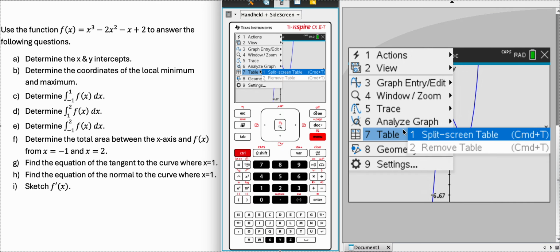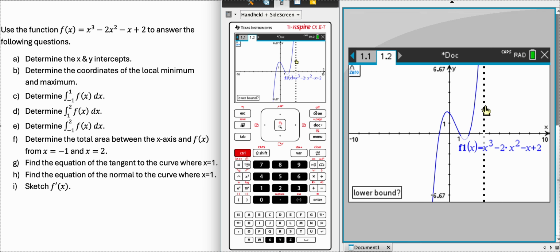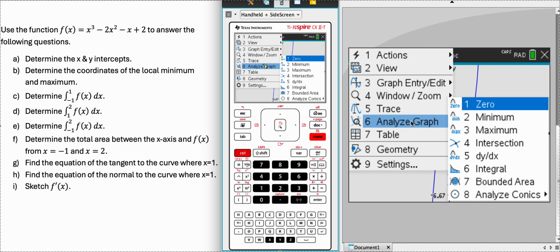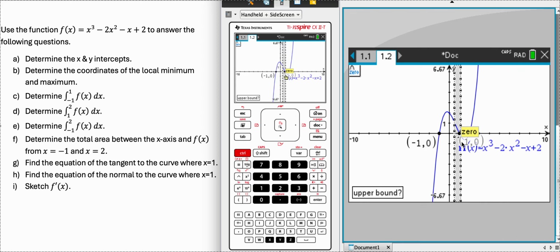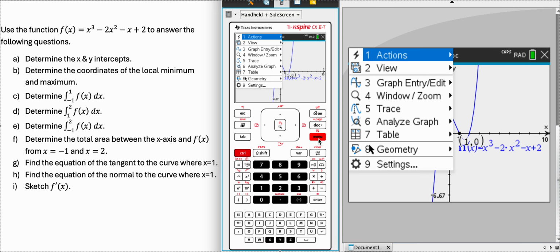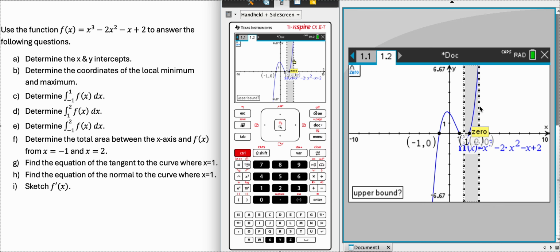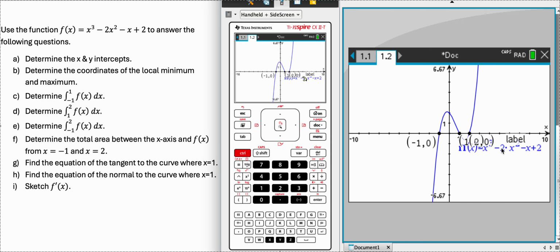So menu, we can go to analyze graph, use the zero function to get the x-intercepts. There's one of them. Okay, and just trying to move that out of the way, but a little complicated. There we go. The next one, analyze graph, and we can do this. Okay, and we can do it one more time. Menu, analyze graph, right there. So there are 3 points, so that's good to go. Okay, and I'm just going to move some of these.